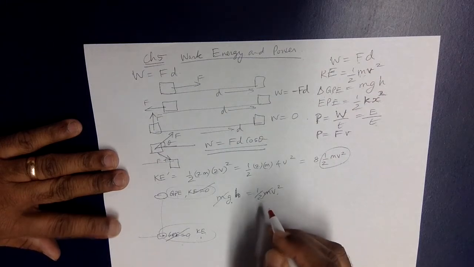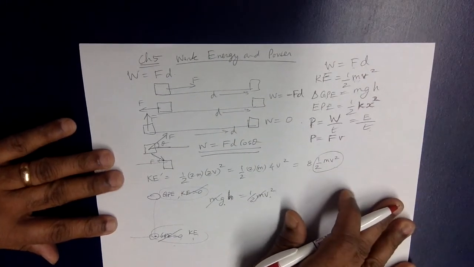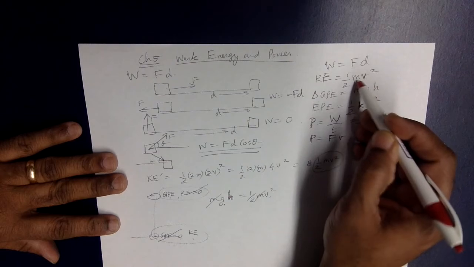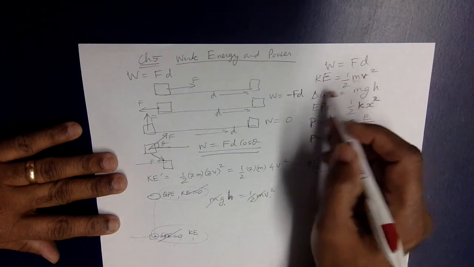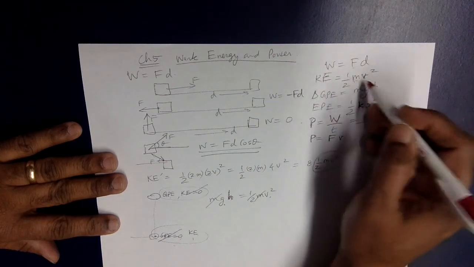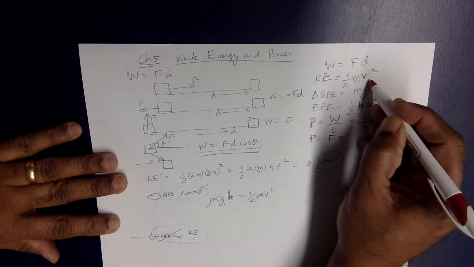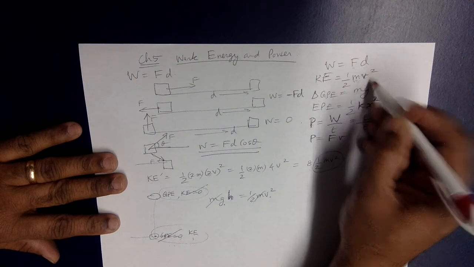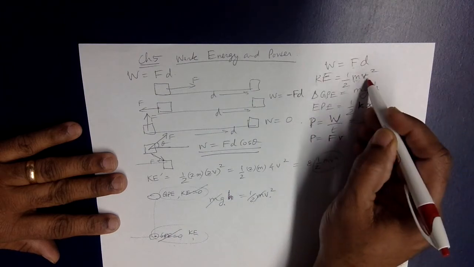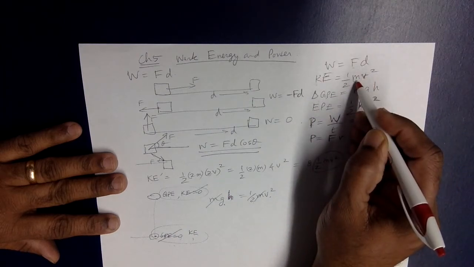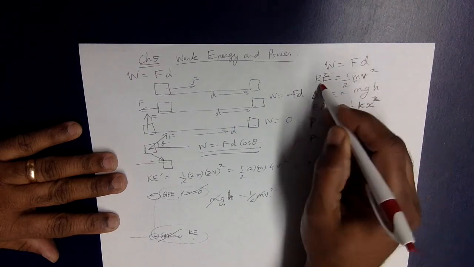Similarly, you should be able to work with even this equation, half mv squared. If I give you the kinetic energy, and I give the mass, can you find the v squared and v? If I give the kinetic energy and the v, can you find the mass? If I give the mass and the v, can you find the kinetic energy?